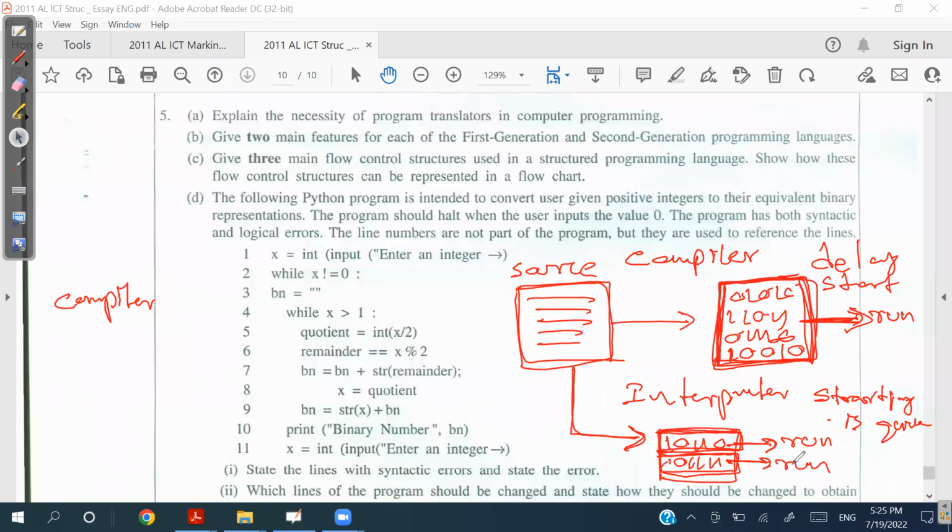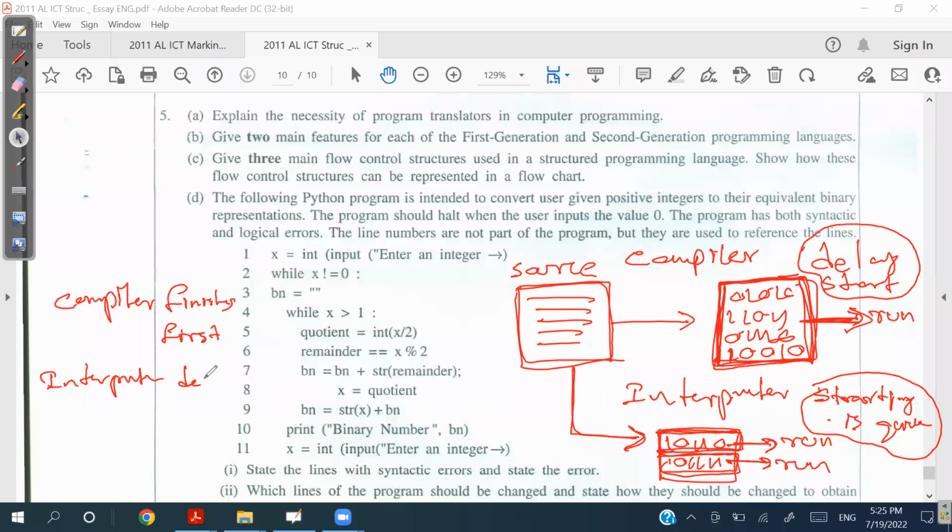So due to that, the interpreter will start execution quickly and the compiler will have a delayed start. But when it comes to the entire process, the compiler finishes first and the interpreter has a delayed finish.